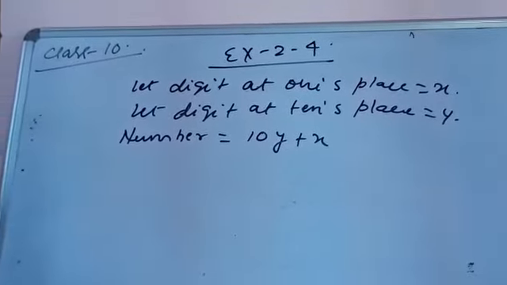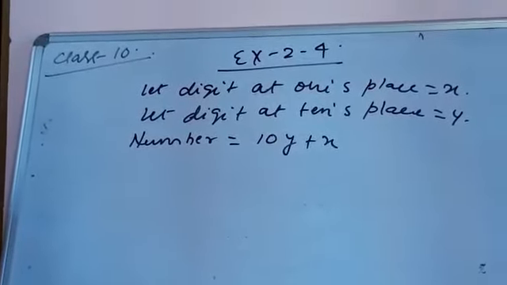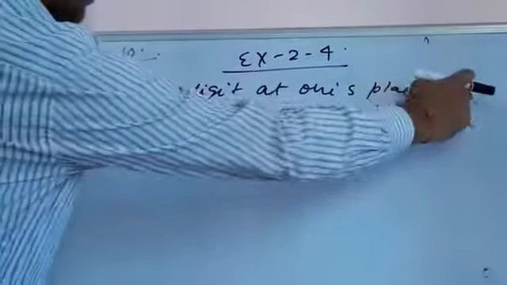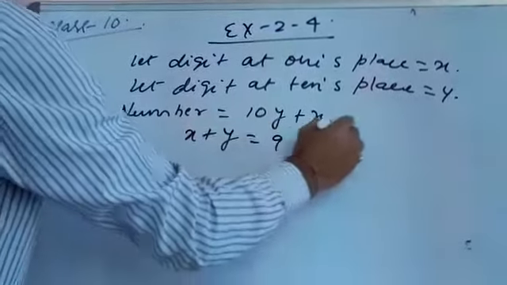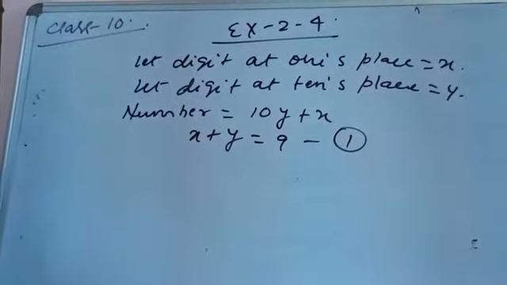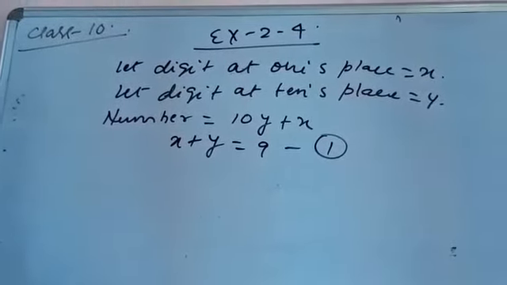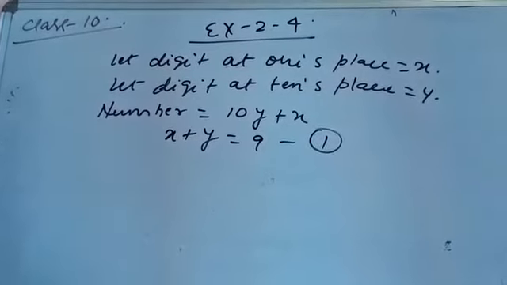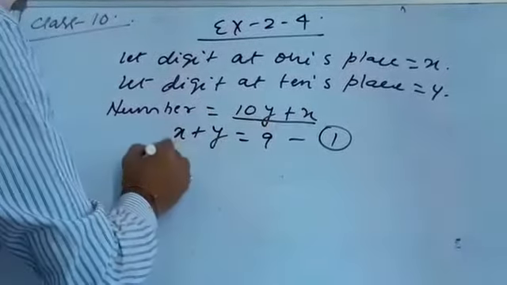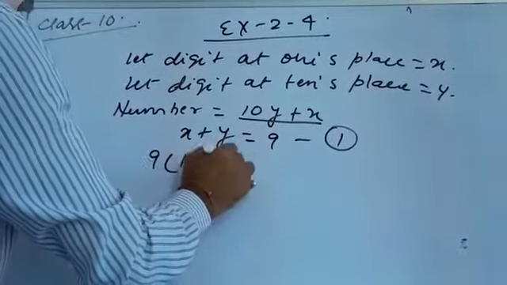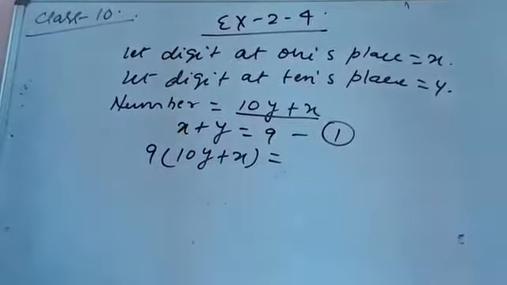Now just come to the question. The sum of the digits of a 2-digit number is 9. So the digits are what? x and y. So what will be the first equation? x plus y is equal to 9. This is equation number 1. Now what else? 9 times this number is equal to.